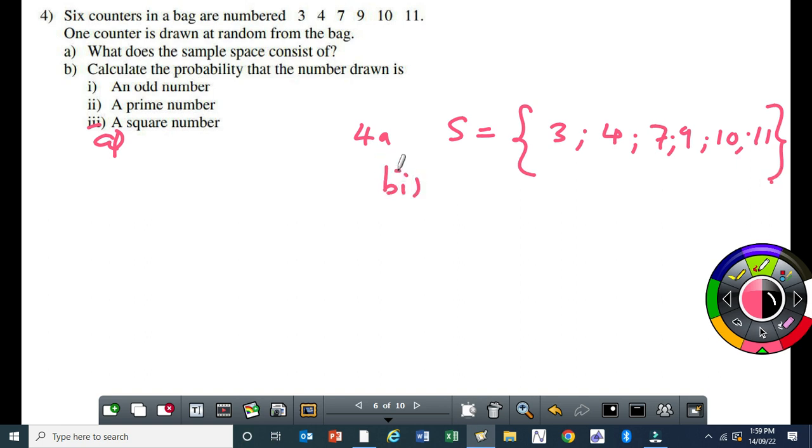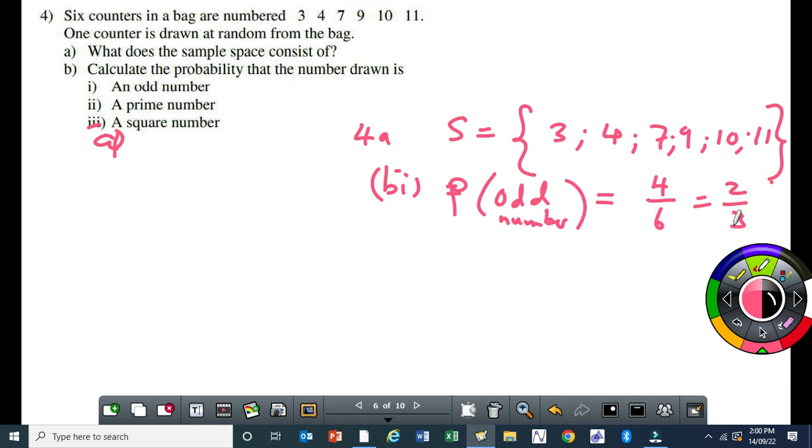Then the next question says, calculate the probability that the number drawn is an odd number. So B1, so it would be P odd number. Okay. How many of them are odd numbers? So that will be 4 over 6, which is 2 over 3. So this is very straightforward.